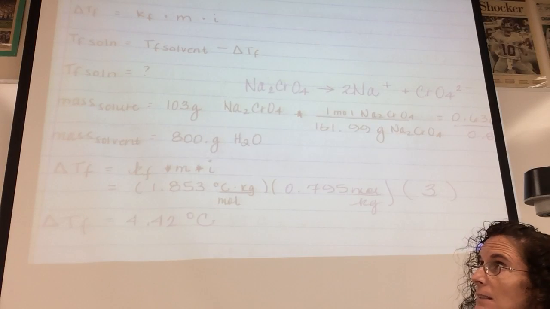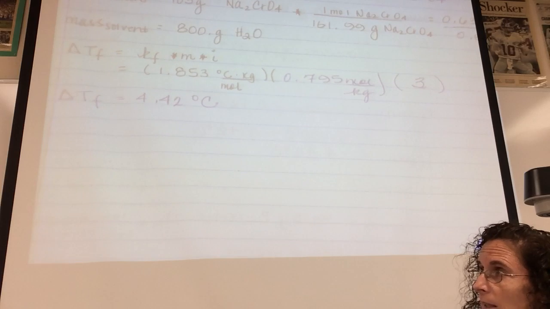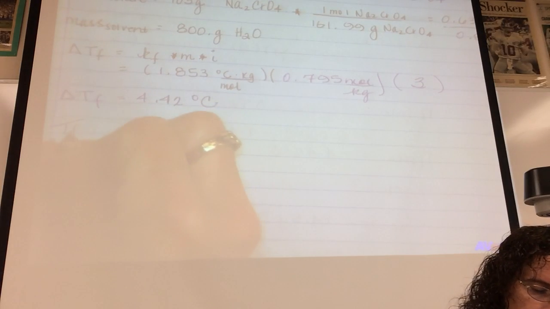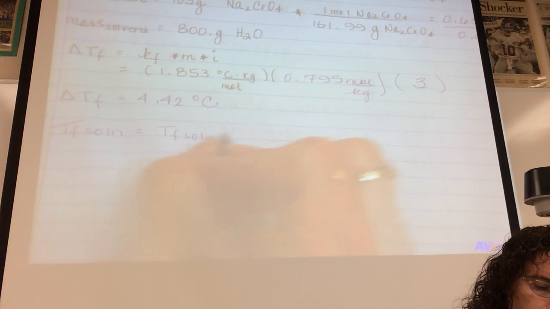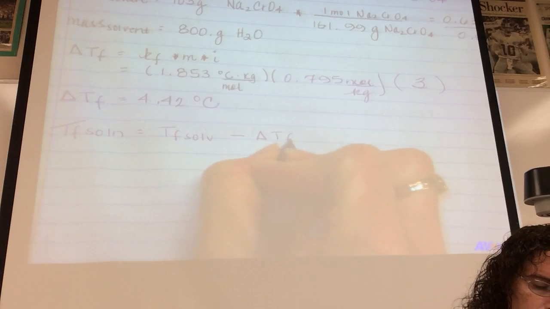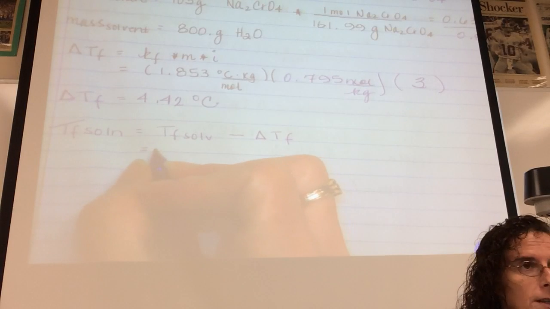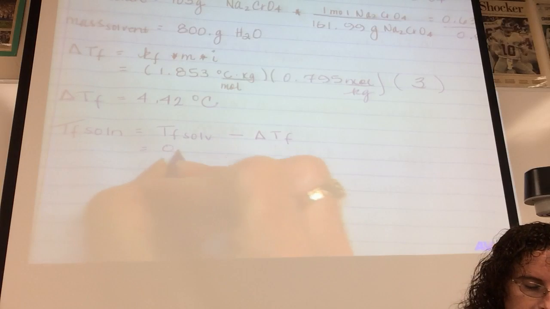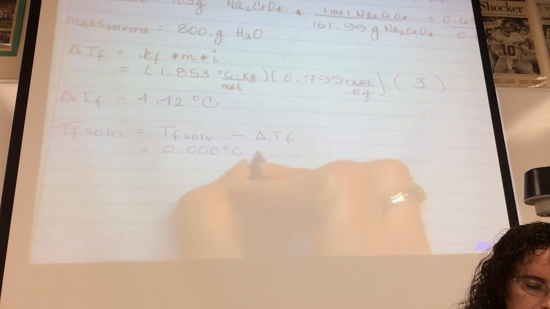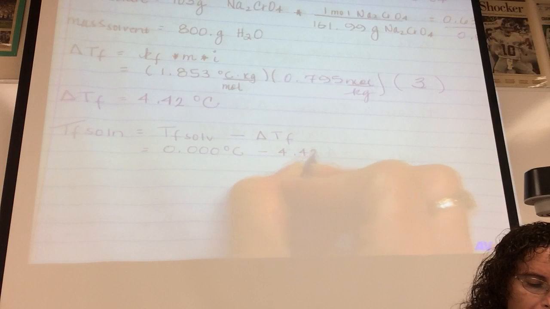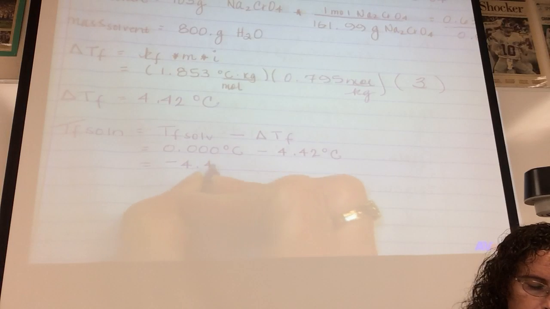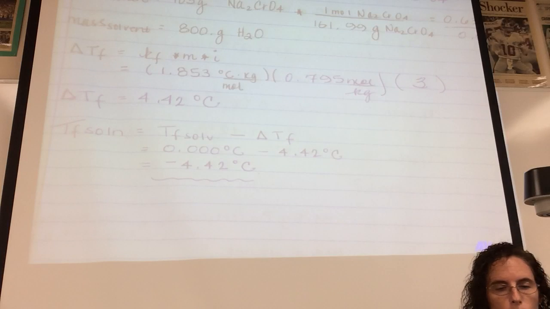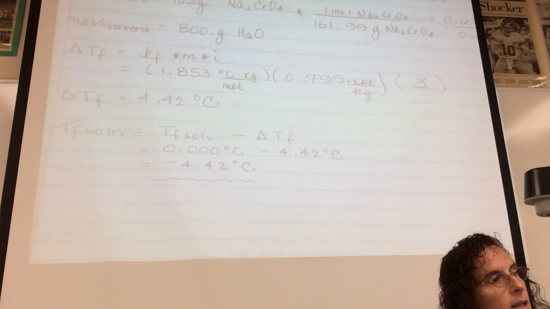The next piece is a little bit different because to get the freezing point of the solution, we're going to do the freezing point of the solvent minus delta Tf. So our solvent is water. Water freezes at 0 degrees Celsius, from which I will subtract my delta Tf, and this solution freezes at negative 4.42 degrees Celsius.